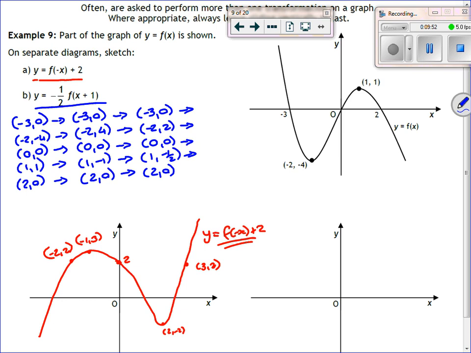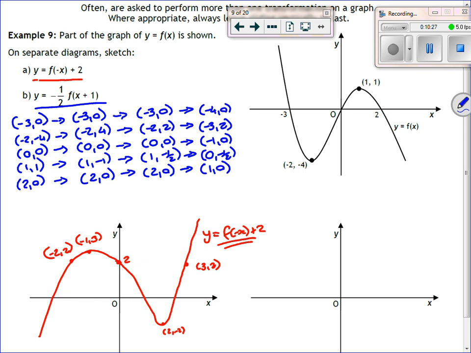And then the last transformation is to move the graph 1 place to the left. So the +1 is inside the bracket. Remember, when we have the number inside the bracket, we do the opposite. So instead of plus 1 to the x's, we're going to take away 1. So minus 3, 0 becomes minus 4, 0. Minus 2, 2 becomes minus 3, 2. 0, 0 becomes minus 1, 0. 1, negative a half becomes 0, negative a half. And 2, 0 becomes 1, 0.